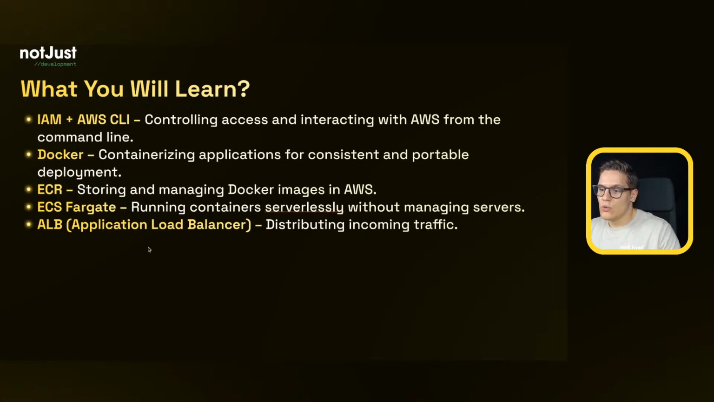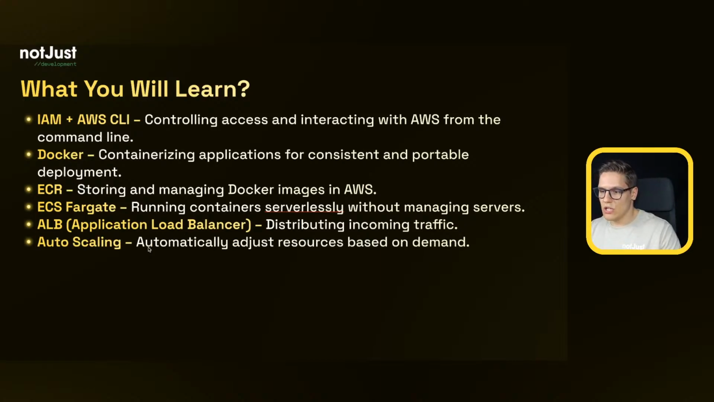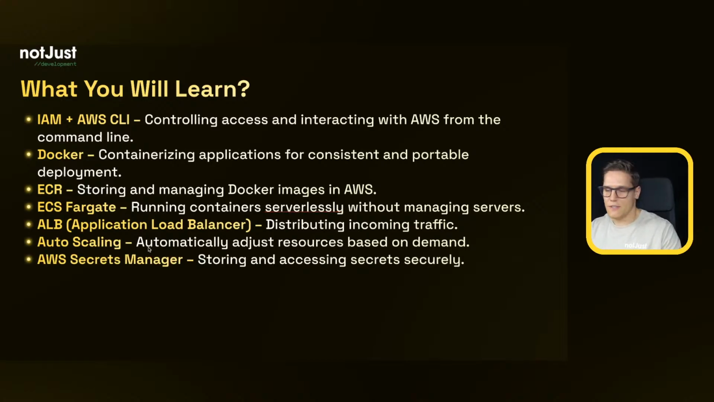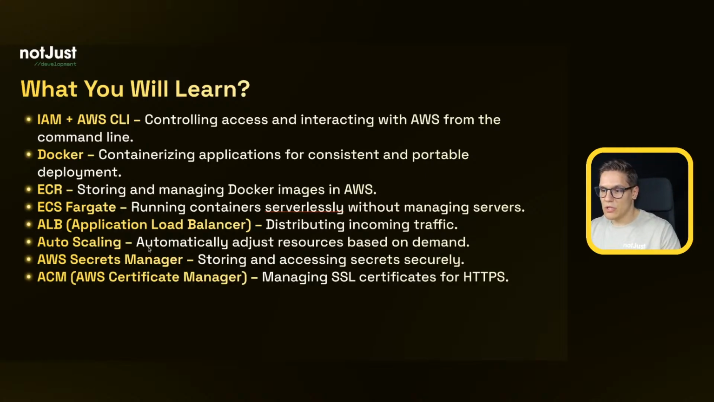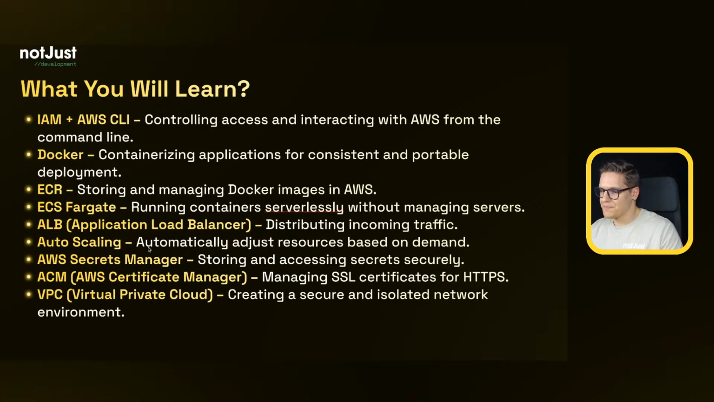We'll show you how to use an application load balancer in order to distribute the incoming traffic accordingly. Then we'll use auto scaling to see how we can automatically adjust resources based on the demand to save on cost. Also, as mentioned, we'll be using Secrets Manager for storing and accessing secrets securely, something like a database URL or passwords. Then we'll be using AWS Certificate Manager to get our SSL certificate for HTTPS.